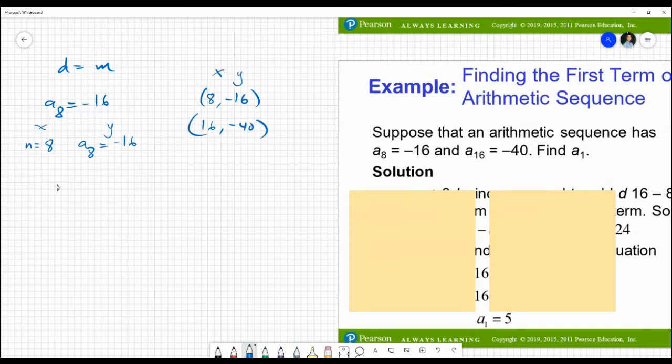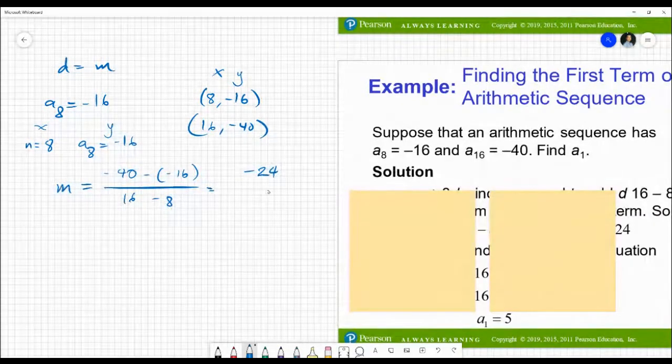So if I want to find the slope, you just have to take the difference of y divided by the difference of x. And that will give you the slope. And the slope is exactly the same thing as d. So we have negative 40 plus 16, so we have negative 24. 16 minus 8, that's 8. So that means I have negative 3. Okay? So that means my d is negative 3.